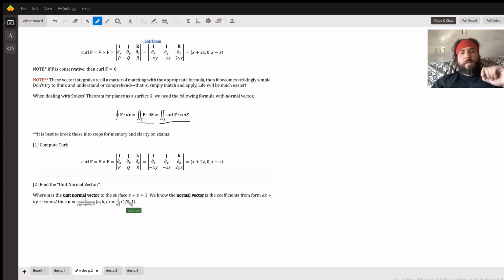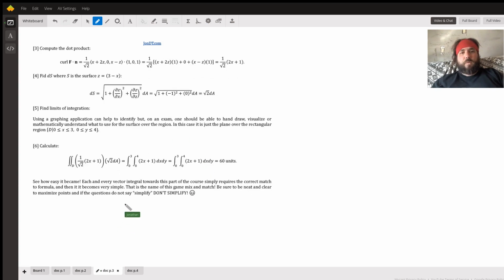Well, that surface is a plane. So you take the equation of the plane and the coefficients from ax plus by plus cz equals d. That's your normal vector. Then you unitize it by dividing by the magnitude of the normal vector. Then you take the dot product of the two of them. Okay, so curl F dot the normal vector, and that gives you this.